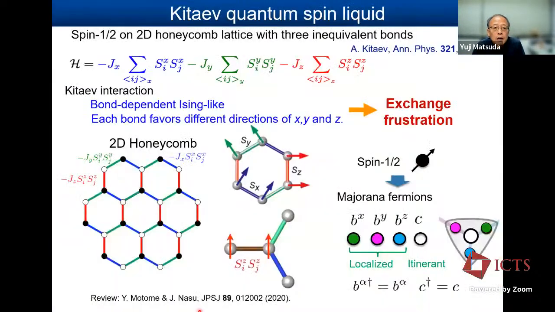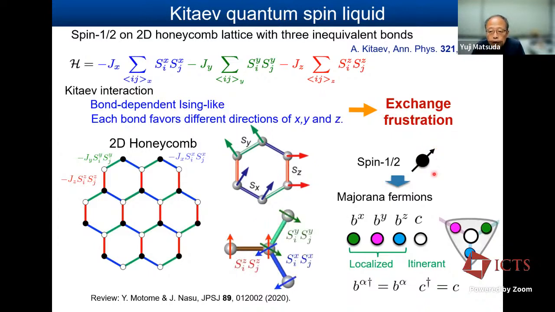Okay, so today I'd like to discuss Kitaev quantum spin liquid. The Kitaev model describes spin one-half on a two-dimensional honeycomb lattice with three inequivalent bonds. So Kitaev interaction is bond dependent and Ising-like, and each bond favors a different direction of X, Y, and Z. So if the spins align along the Z axis, the bond energies along the X and Y axes are not lowered. Then the spins cannot satisfy three different configurations simultaneously. So this leads to exchange frustration. Because of these frustrations, the quantum spin liquid is realized.